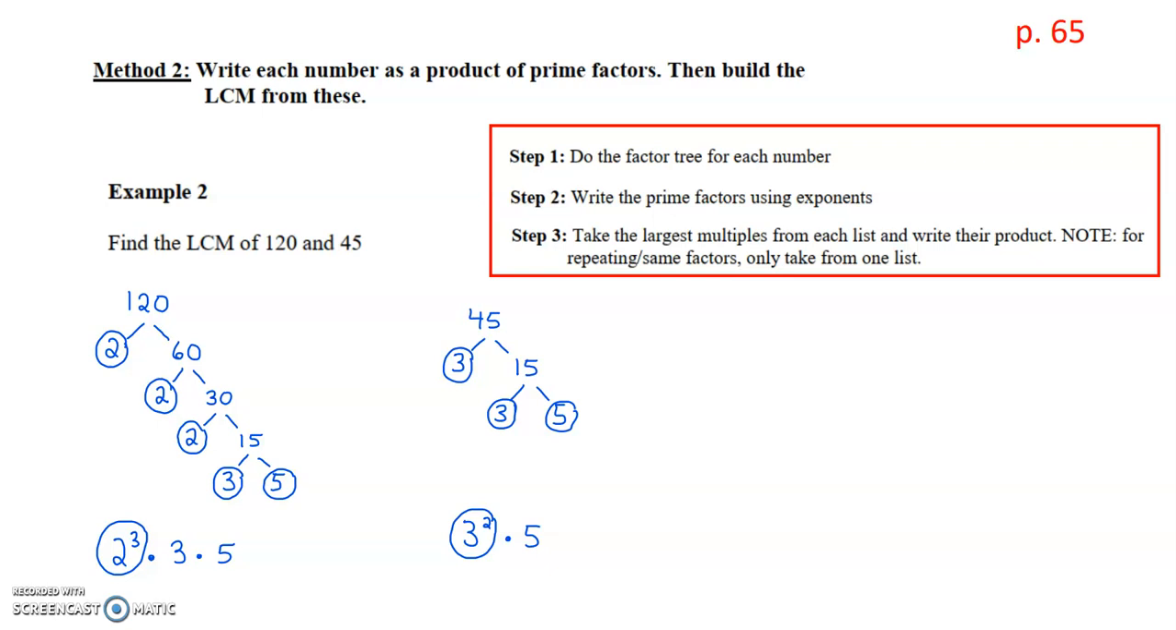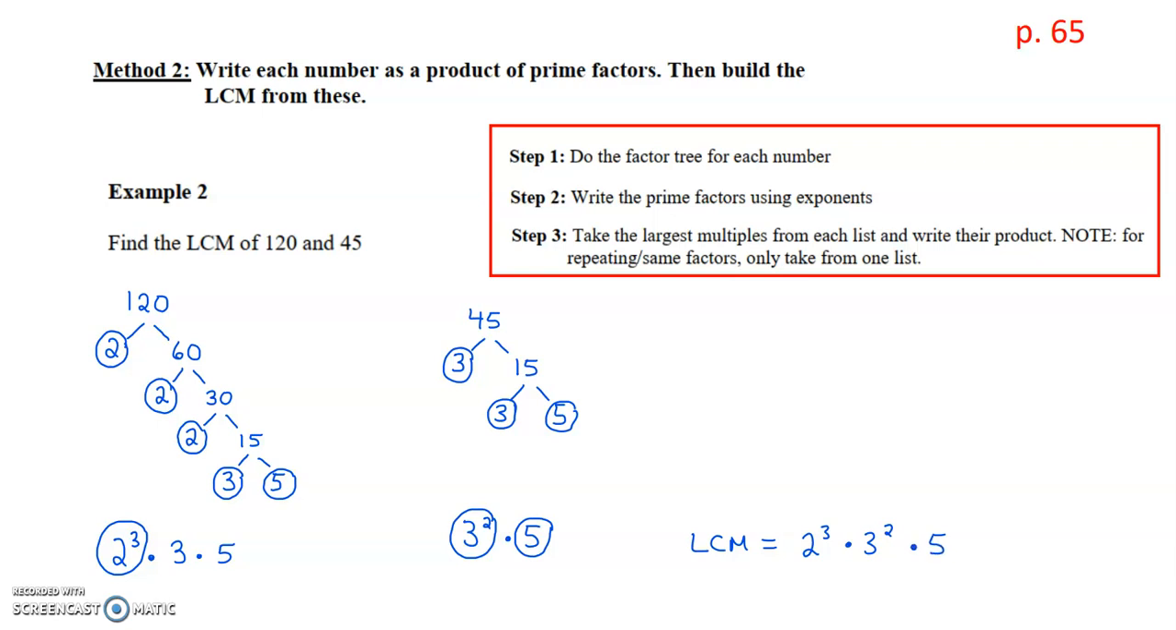For the 5's, I have a 5 and a 5. They're the same, so I can take either one of them, but I can only take one. Okay, so I can take one of them only, so I'm just going to take this one, but I could have taken the 5 over here. So the ones I've circled are together going to be the lowest common multiple. The lowest common multiple is going to be 2 cubed times 3 squared times 5.